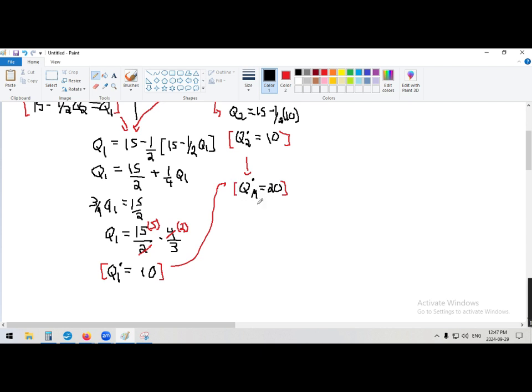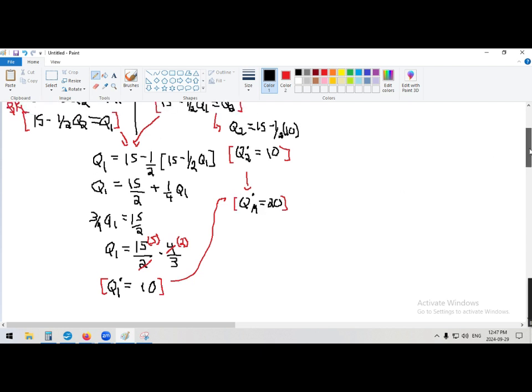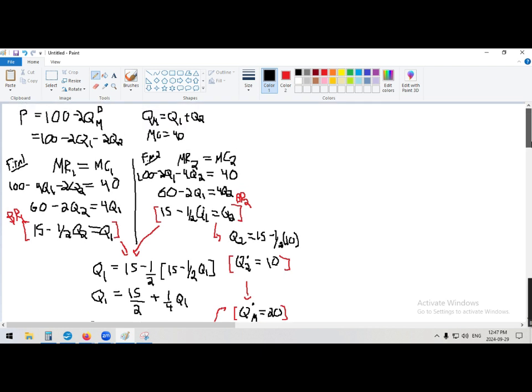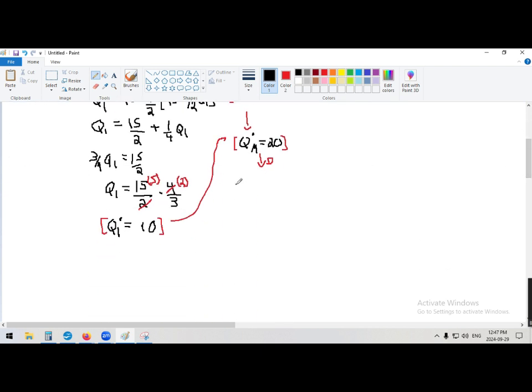And now that we know the market quantity, we can figure out the market price by going back into the demand curve and saying, okay, the demand curve back up here was 100 minus 2 times the market quantity. So P is 100 minus 2 times 20. So the market equilibrium P star, let's see, that's going to be 40. So 100 minus 40 is 60.